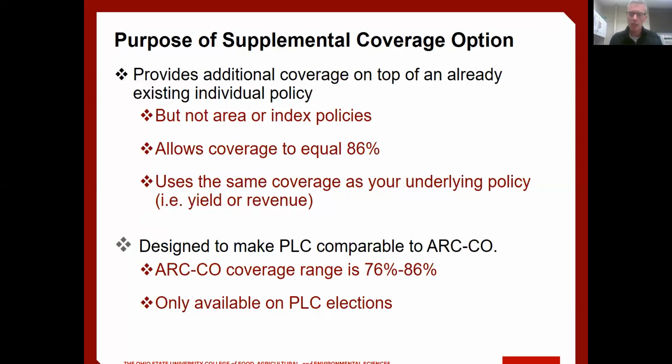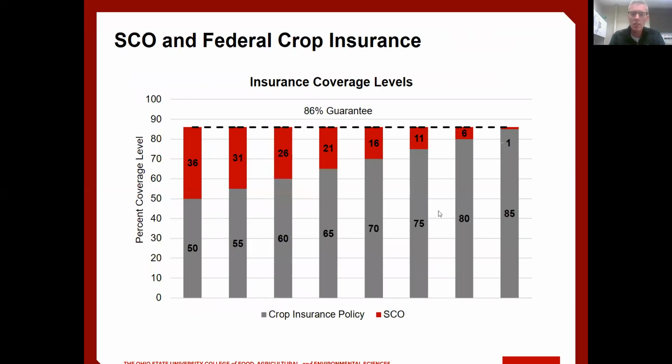It uses the same coverage as your underlying policy. So if you have an underlying yield policy, SCO is only based on the county or the SCO area yields. If you have a revenue policy, it's based on the SCO area revenue. Okay, so just something to keep in mind. It is designed to make PLC, that price loss coverage, comparable to ARC-County. This is why it's only available to the price loss coverage program. ARC-County makes payments in a range from 76 to 86% and is only available on PLC elections.